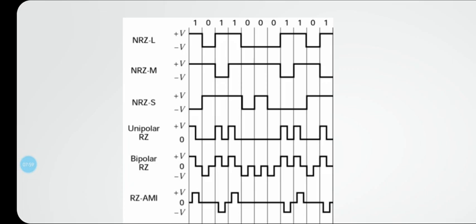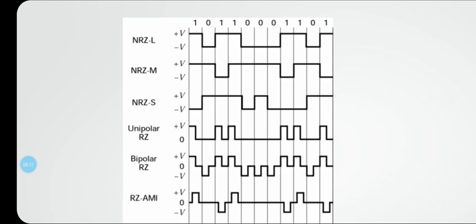If from the beginning we start by representing 1 as plus V, throughout the representation we will represent it as plus V, and 0 we will represent as minus V. That is how we have NRZ-L being represented, where L stands for level. Then we have the next one, which is NRZ-M.